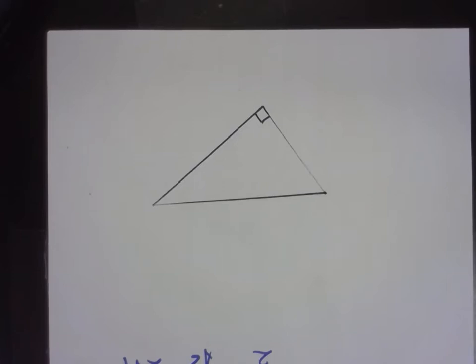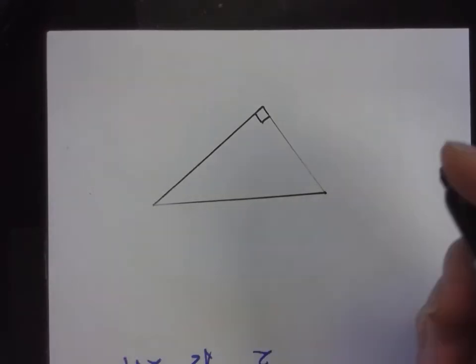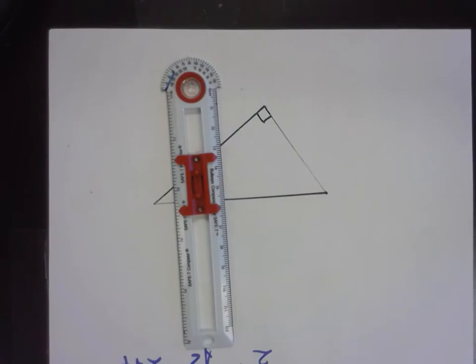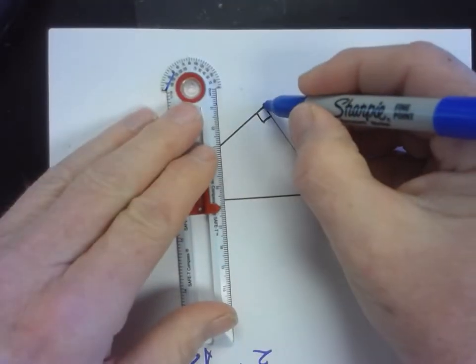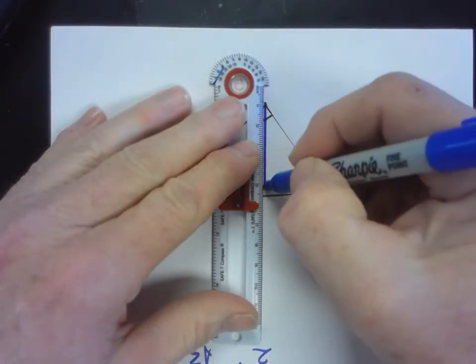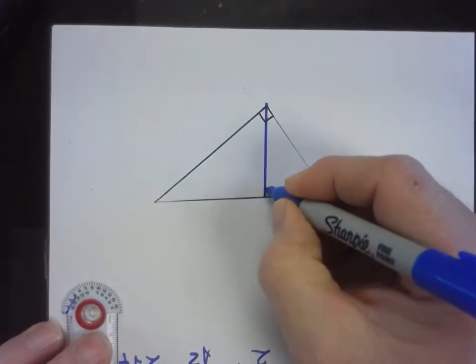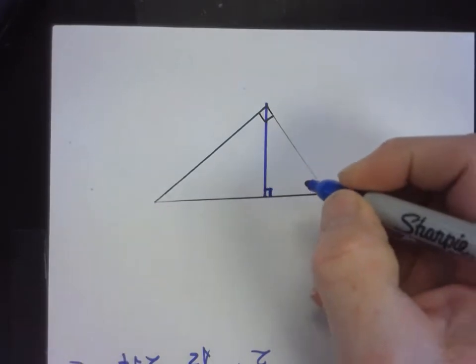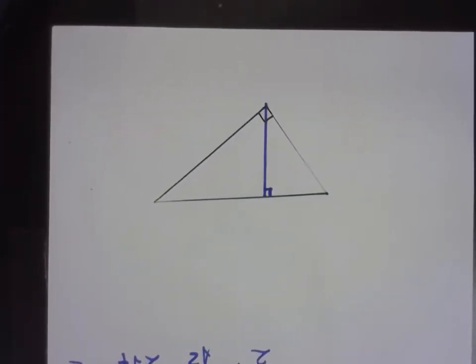Okay, so right triangle similarity theorem. It starts off with a right triangle. That's right. Okay. And here's what happens. I'm going to draw an altitude from the right angle to the hypotenuse. So that is a right angle as well. Okay?